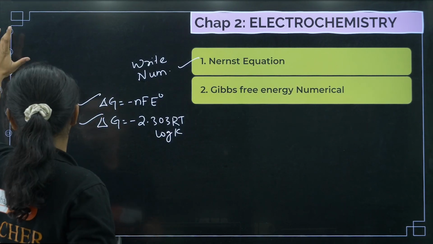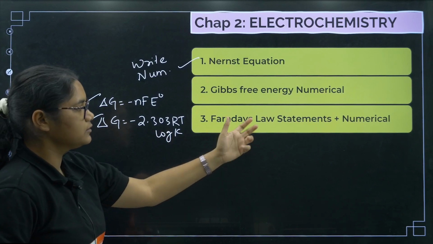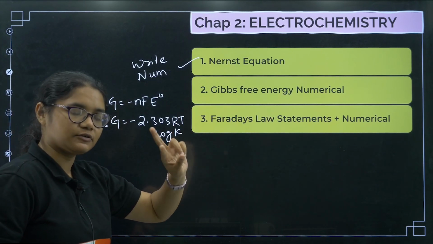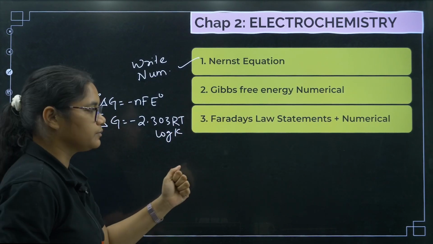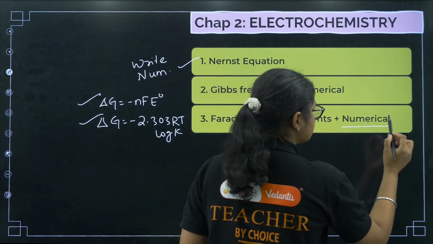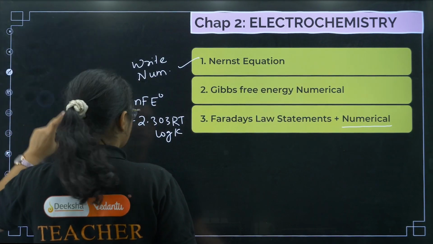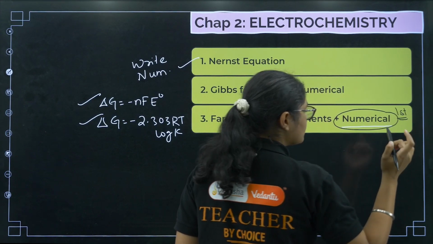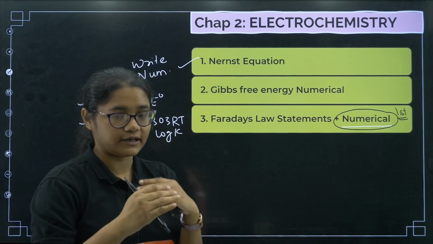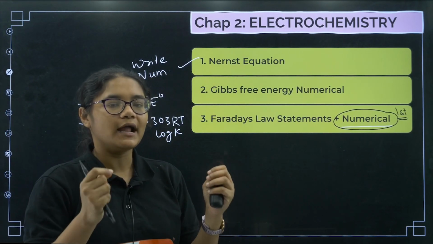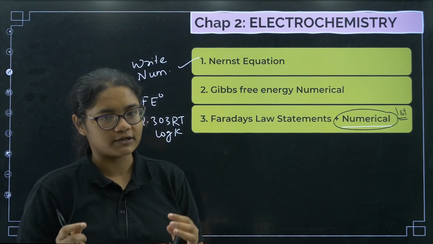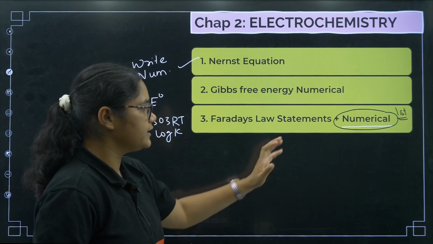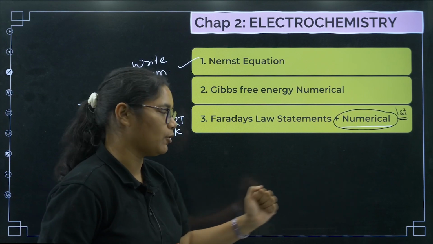Next we have Faraday's laws, the statements. You should know the statements of Faraday's first law and Faraday's second law, and you can solve numericals from them. Numericals are mainly asked from the first law, so focus more on the numericals of the first law first, and then if you have time, go for the numericals from the second law. But generally, first law numericals are more important.